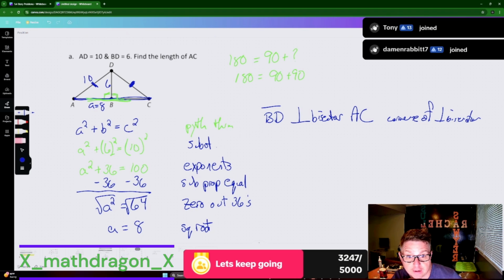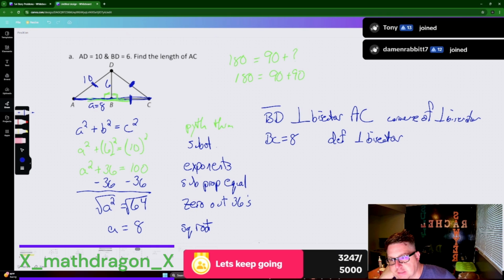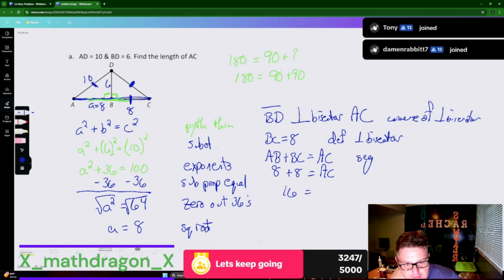which will tell us that if AB is 8, then BC is also 8 by the definition of a perpendicular bisector. Because now that we know it's a perpendicular bisector, we can use that perpendicular bisector definition to say that if AB is 8, then BC has to be 8 as well. And then we can do the segment addition postulate to finish off and say 8 plus 8 equals AC, 16 equals AC. Substitute and simplify.